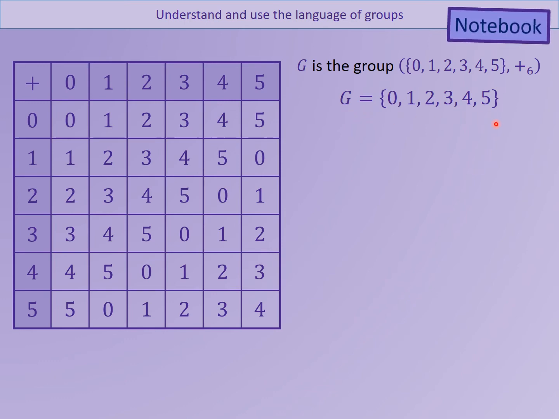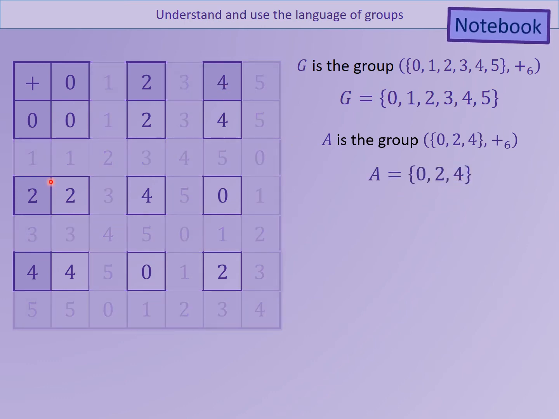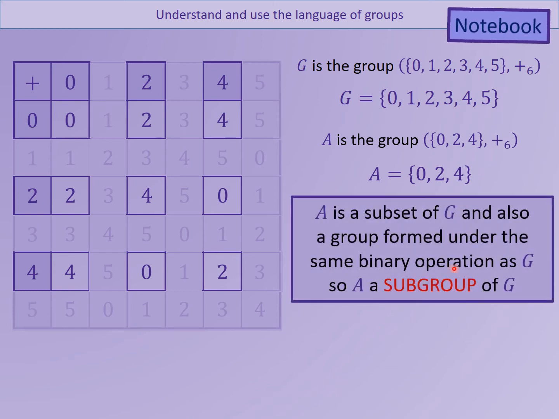Okay, that is definitely the group of numbers. A was also a group. Right, we saw that, we proved it with the 4 axioms, that the group 0, 2 and 4 was also a group under addition modulo 6, so under the same binary operation. And we talked about this being a subgroup, we just haven't put it in our notes yet.